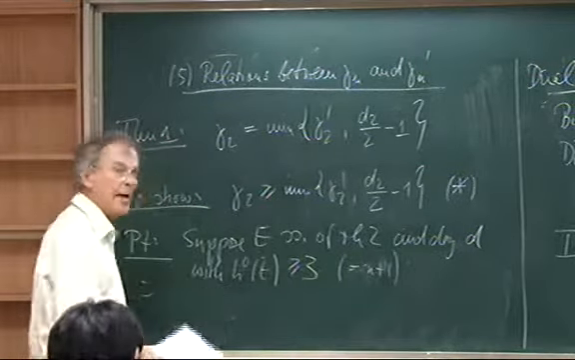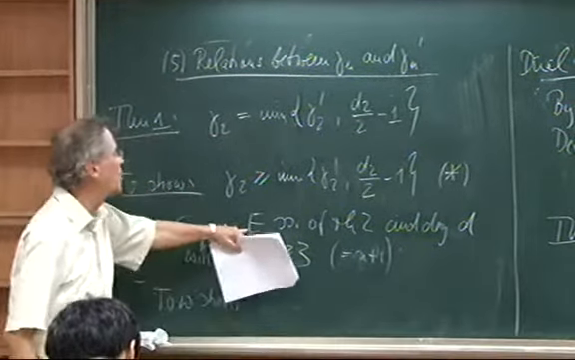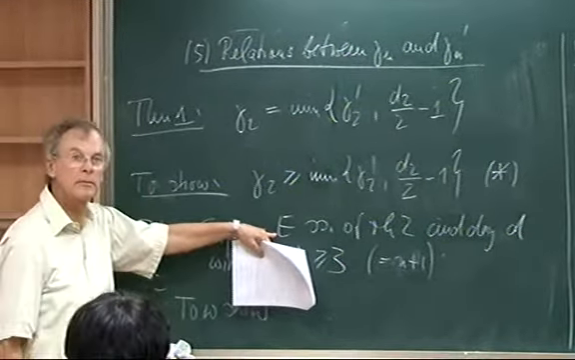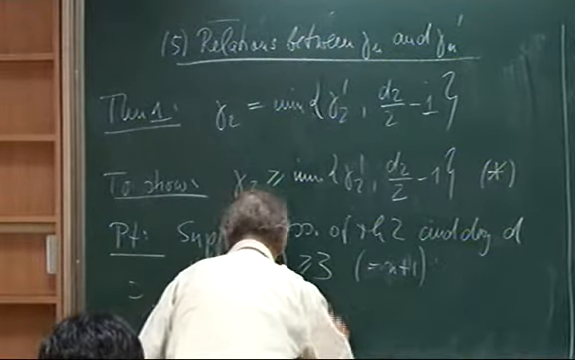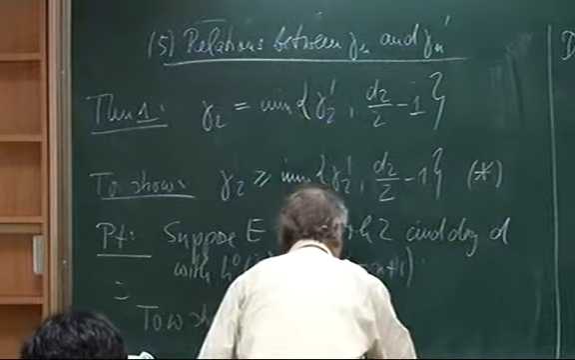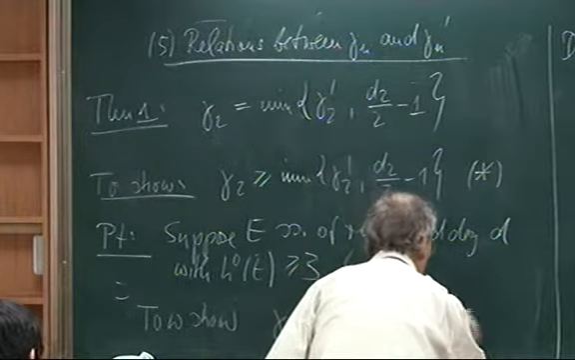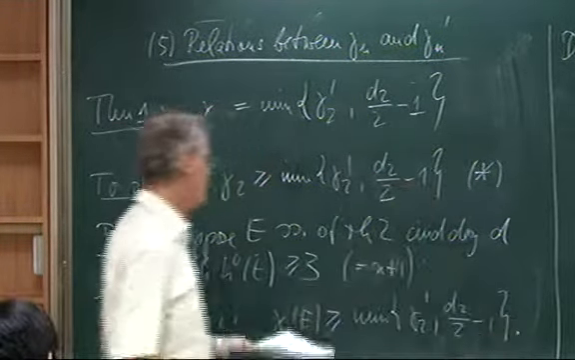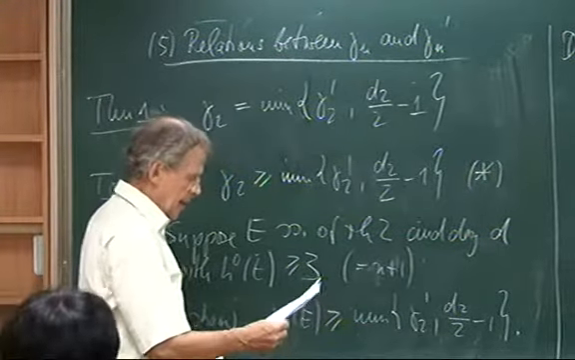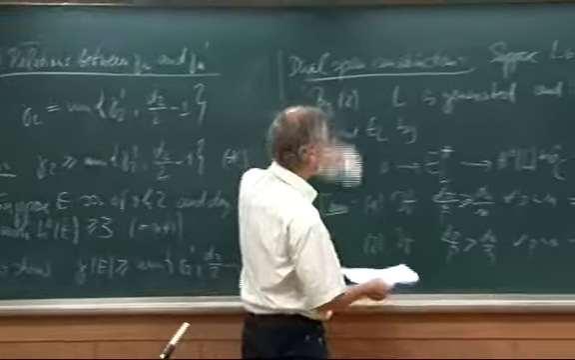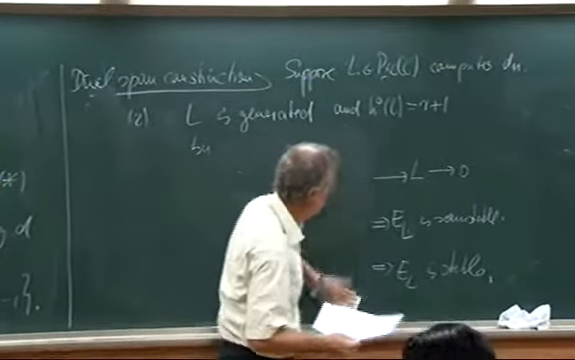Okay? What do we have to show? This means, suppose E contributes to this Clifford index gamma n. What we have to show is gamma of E is greater or equal to the minimum of gamma 2 prime and D2 over 2 minus 1. That we have to show. Okay, then we are finished. So this I used already, so I don't need it anymore.